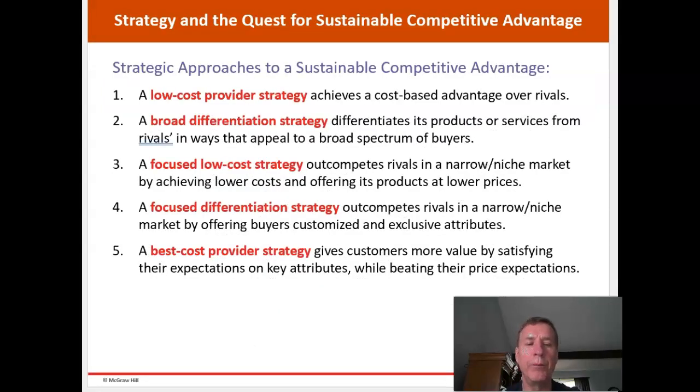Now, so strategy in the quest for sustainable competitive advantage. Sustainable competitive advantage is very difficult.